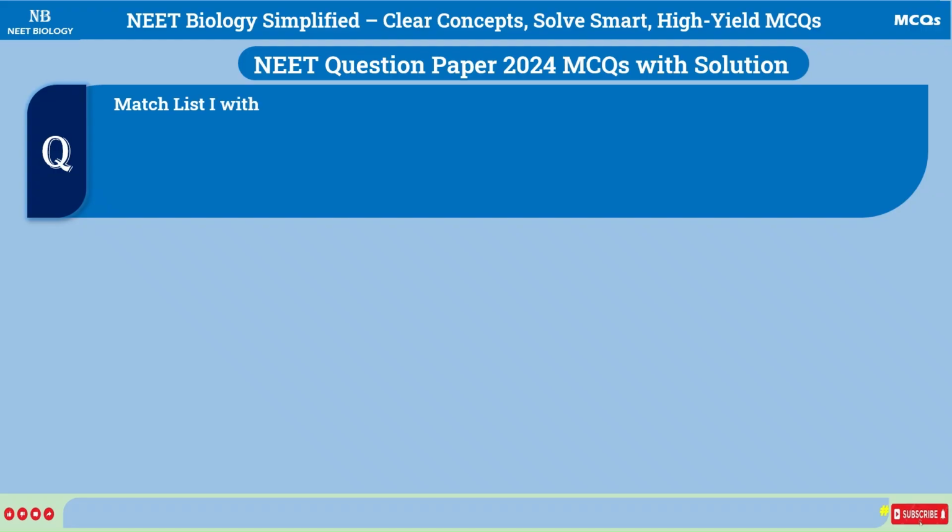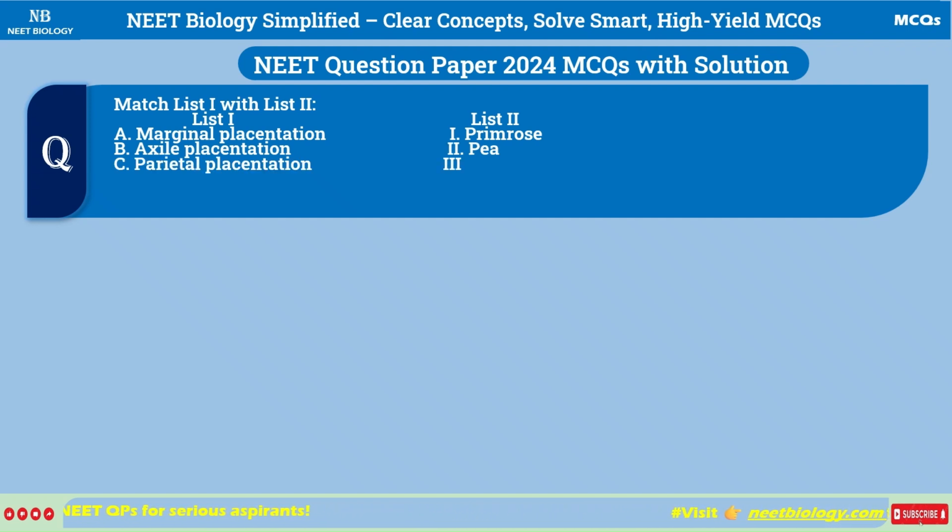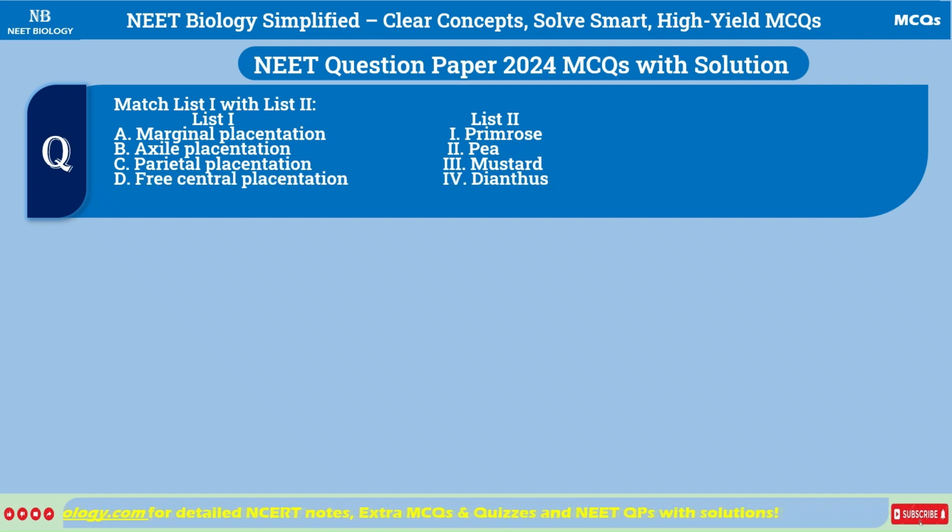Match list 1 with list 2. List 1, list 2. A. Marginal placentation, 1. Primrose. B. Axial placentation, 2. B. C. Parietal placentation, 3. Mustard. D. Free central placentation, 4. Dianthus.